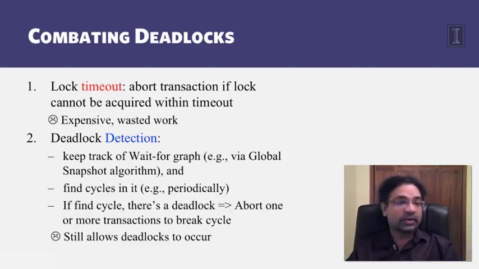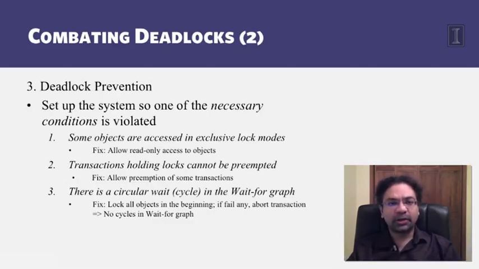However, this still allows deadlocks to occur, so transactions might still end up waiting when they're in a deadlock before the next global snapshot algorithm is run and the cycle is broken. So a third approach is deadlock prevention, which completely prevents the deadlocks by violating one of the necessary conditions. Remember that we said necessary conditions, which means that these conditions are absolutely required for deadlocks to occur. So if you violate any one of the necessary conditions, just one of them, that's enough for you to ensure that deadlock will not happen in the system.